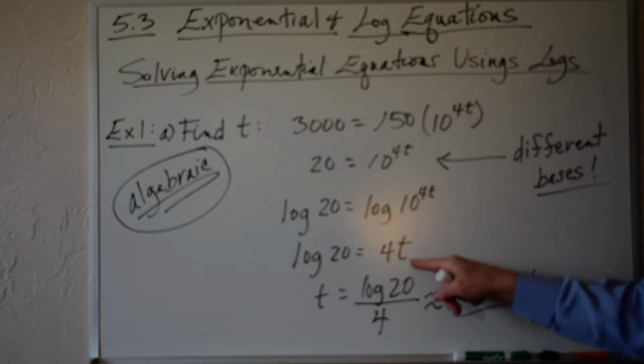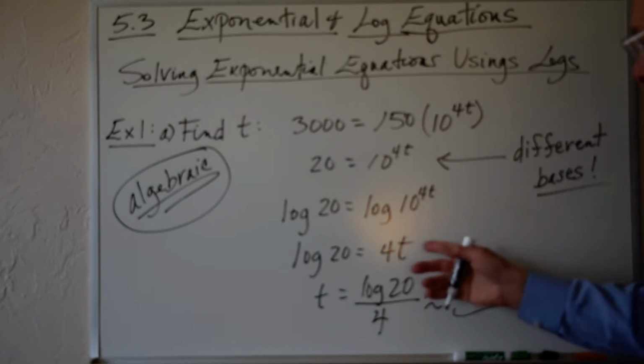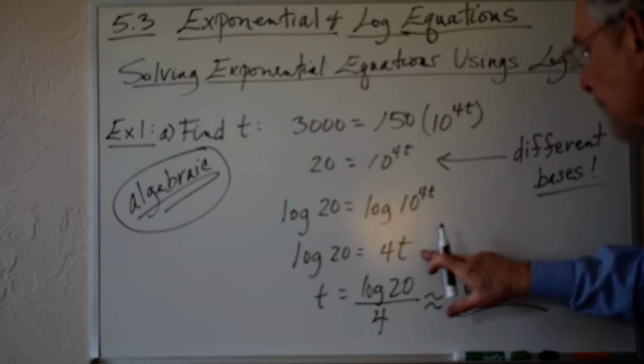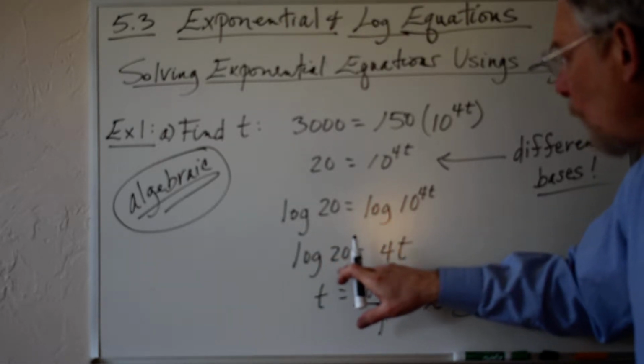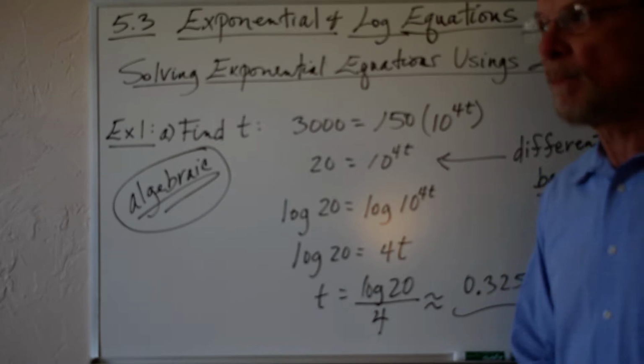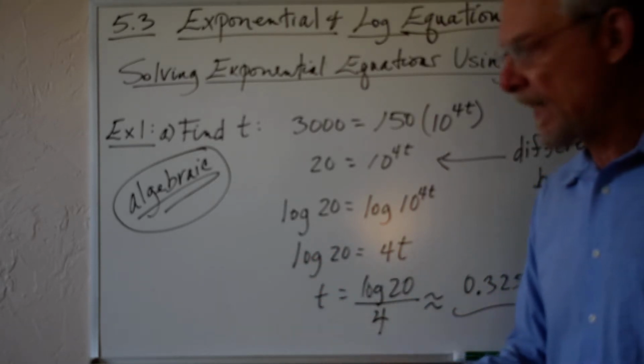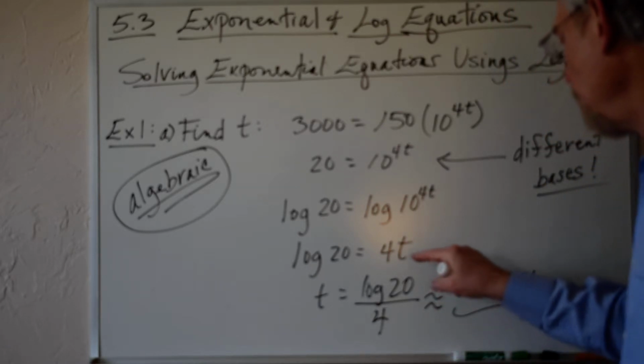Now the variable is no longer stuck up in an exponent, it's down in the main part of the expression. So, log of 20, that's a number that I can look up on my calculator. I can just key in common log of 20 and it will give me some decimal number.